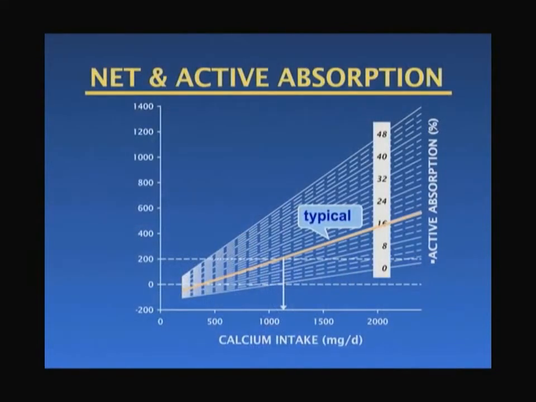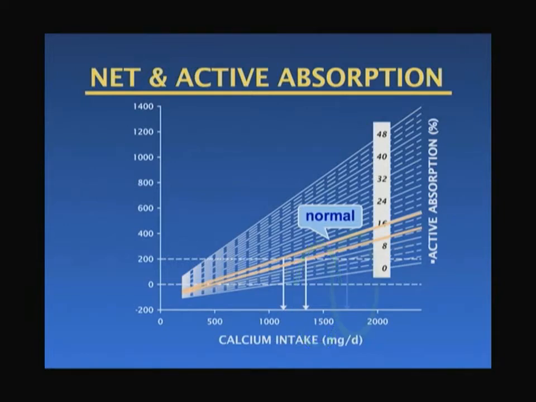Now, here we are with a typical intake. The recommended intake for individuals over age 50 today is 1,200 milligrams per day, and you see that just hits the 200 milligram per day line. Now, what happens when vitamin D status deteriorates? The active absorption line drops. So now you'd have to have 1,400 in order to meet that need.